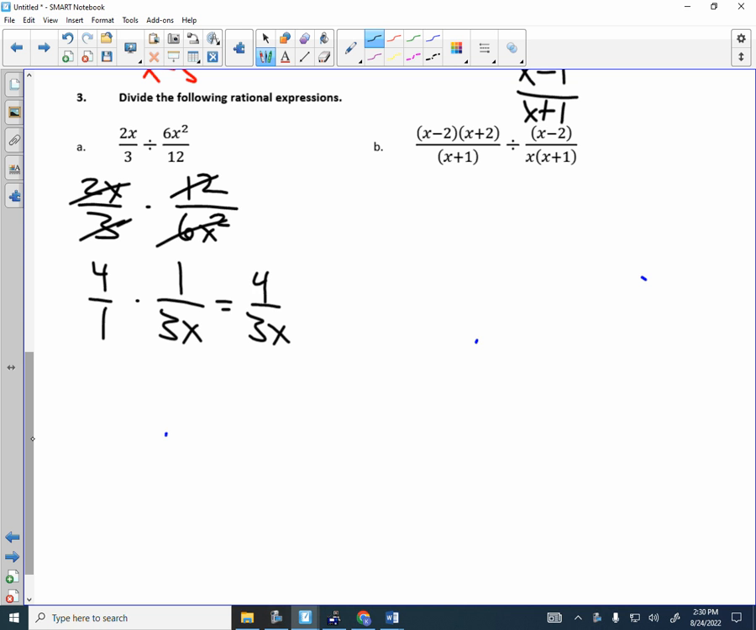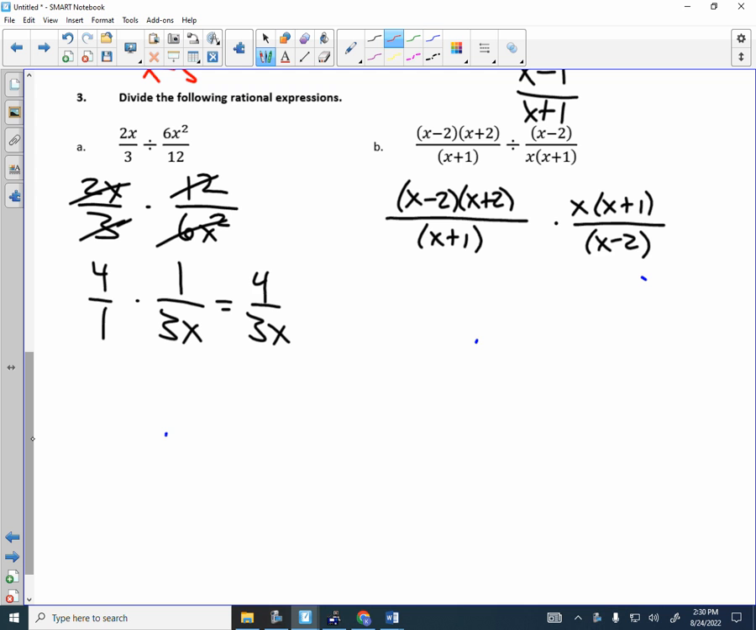Now, sometimes you have larger algebraic expressions. This is already factored for you. We have x minus 2 times x plus 2 over x plus 1. And now I'm going to multiply, and I just write the reciprocal: x times x plus 1 over x minus 2. What cancels? Yep. And notice that instead of having something in the numerator and something in the denominator, we have two things that sit in the numerator, don't we? So in the numerator, we have x times x plus 2. Done and done. That's the answer.